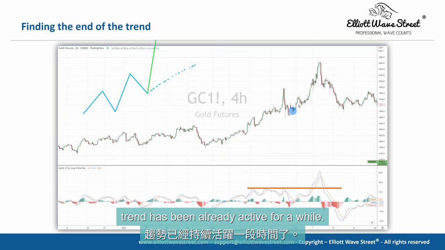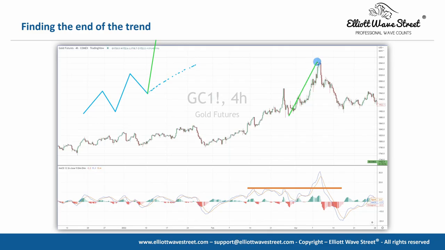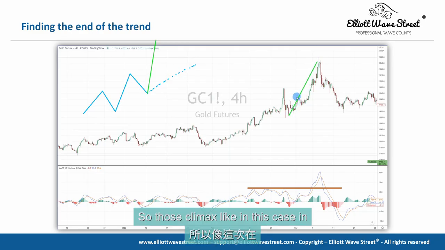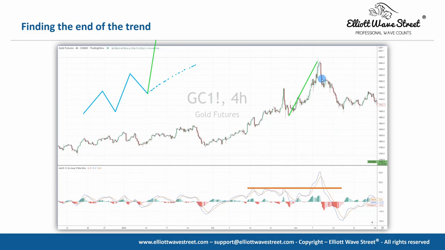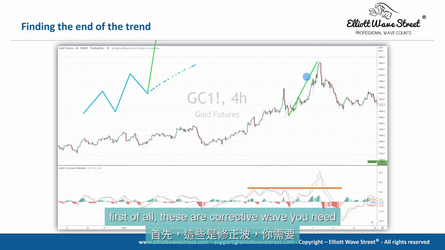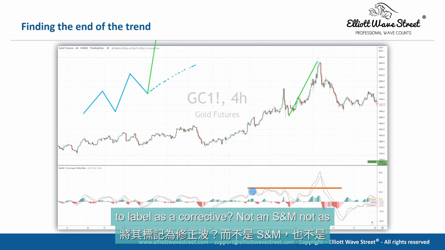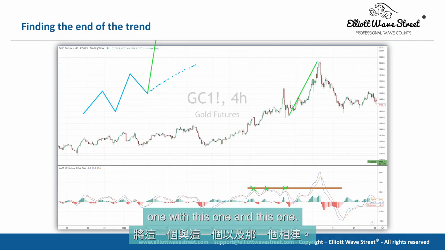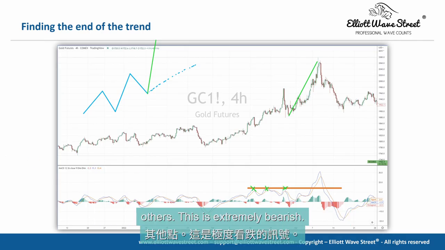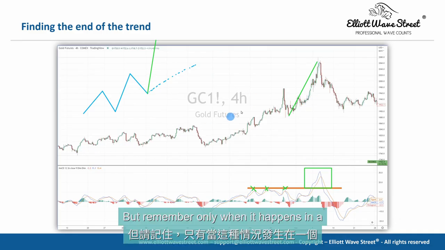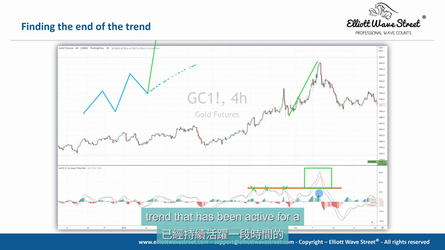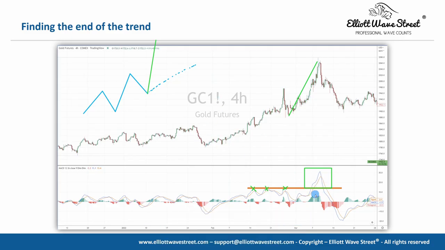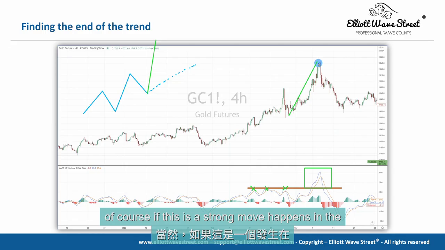So those climax, like in this case in gold, are telling that, first of all, it's a corrective wave. You need to label as a corrective, not as an impulse. That doesn't have any sense. But if you connect some MACD line points, like this one with this one and this one, and you see the MACD far from the others, this is extremely bearish. But remember, only when it happens in a trend that has been active for a while. Of course, if this strong move happens in the middle, it's a wave 3. But if it happens at the end, it's a corrective wave.